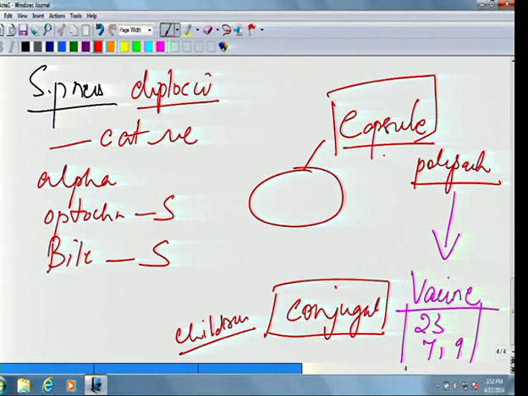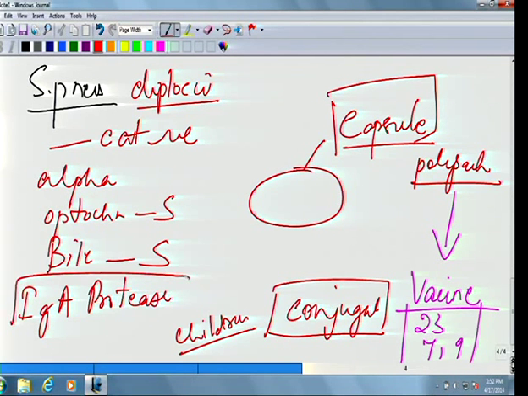Any other virulence factor of pneumococcus? Good, IgA protease. I was about to write that, yes. So IgA protease, how does IgA protease help this bacteria?